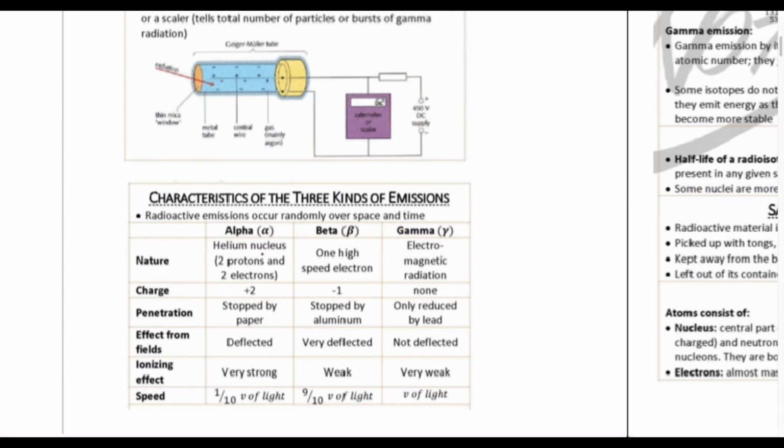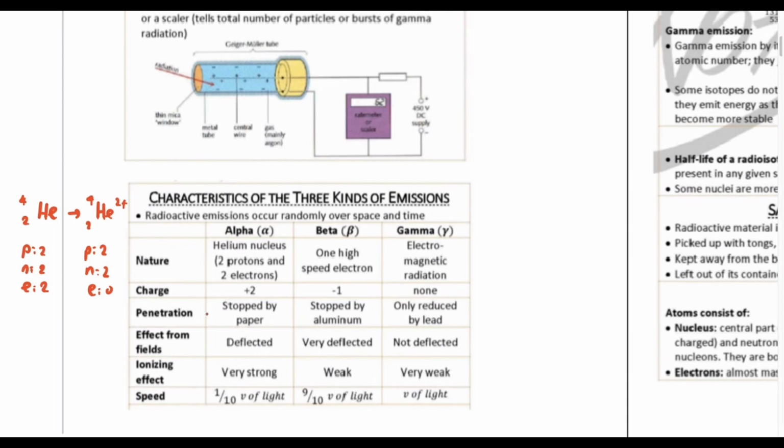Alpha is a helium nucleus. Helium nucleus means helium without electrons. Helium is actually He with 4 and 2. 4 is the nucleon number, 2 is the proton number. So that means there are 2 protons, 2 neutrons, and 2 electrons. So now the alpha particle is helium 2+. It still has 2 protons, 2 neutrons, but no electrons. So that is called an alpha particle, a helium nucleus. The charge is positive 2.